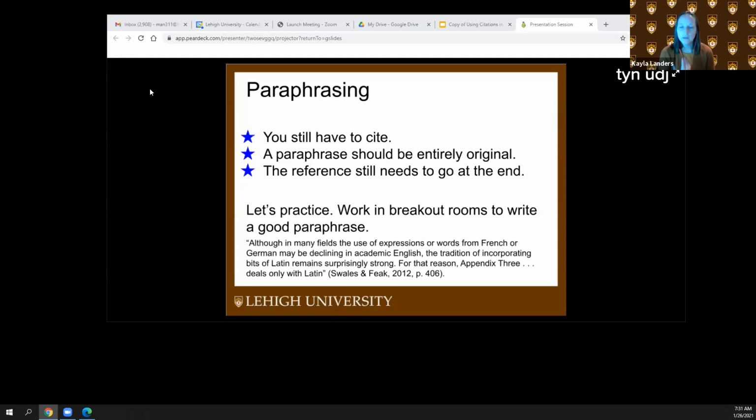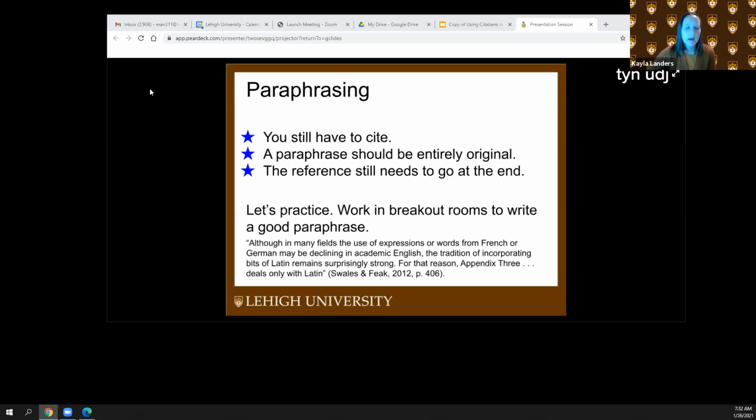So we're still attributing to the source, saying this isn't our idea, but we are blending it better by putting it in our own words. It should be entirely original, and if it's not, as we saw on the last slide, then you're going to keep quotation marks around any particular wording or a smaller phrase that maybe you couldn't make original, and you still will put the reference at the end.